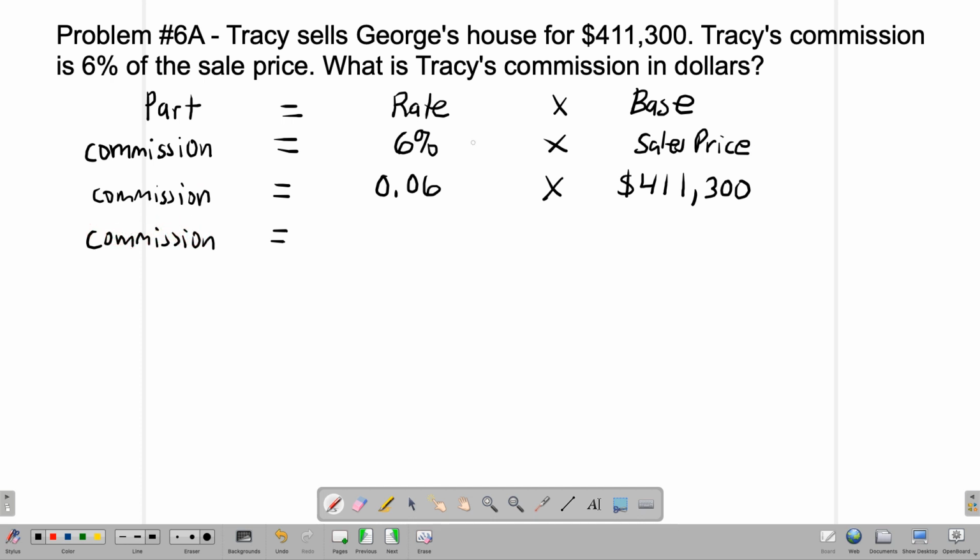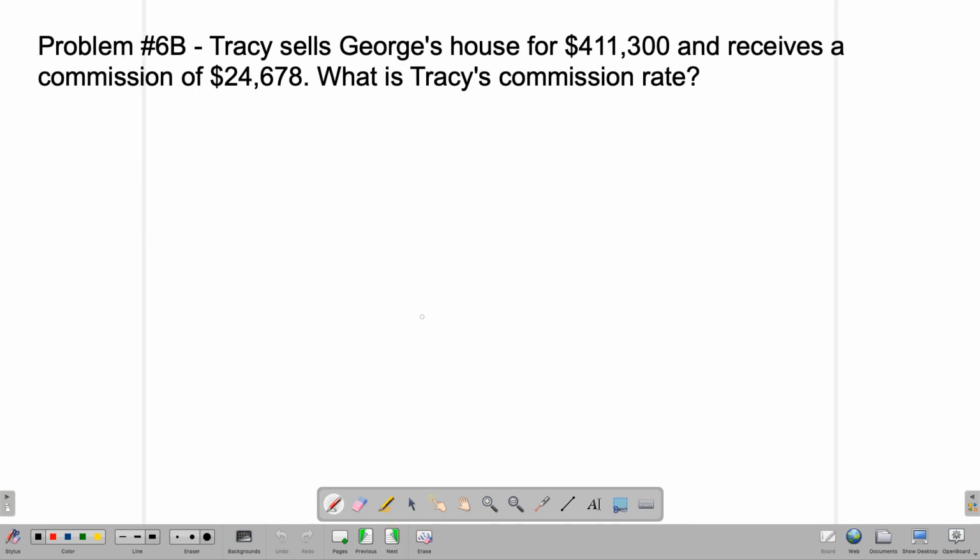Okay, so we multiply the value 411,300 times 0.06, and it says that Tracy walks away with a commission of $24,678. And this is what we wanted to show for problem 6A. Problem 6B, it's really the same problem, but we're going to reword it a different way.